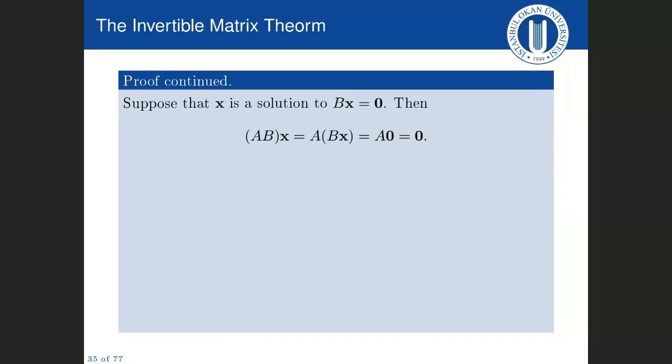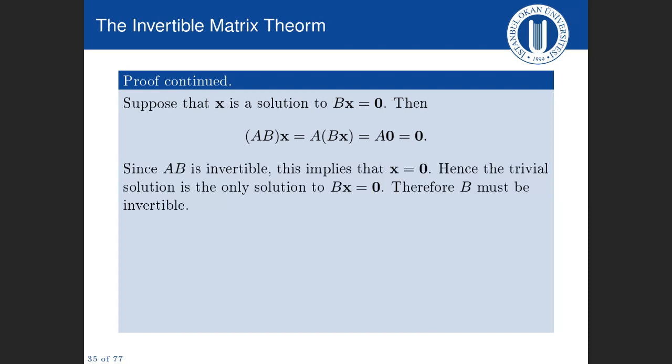Suppose that x is a solution to Bx equal to 0. Then we can multiply that equation on the left by A to get AB multiplied by x is equal to A multiplied by Bx, which is equal to A multiplied by 0, which is equal to 0. So x is also a solution of ABx equal to 0.